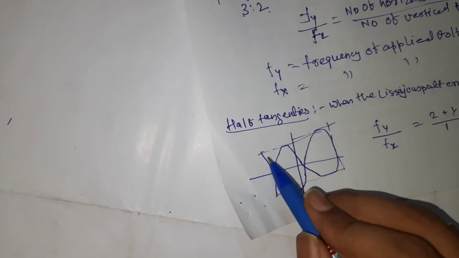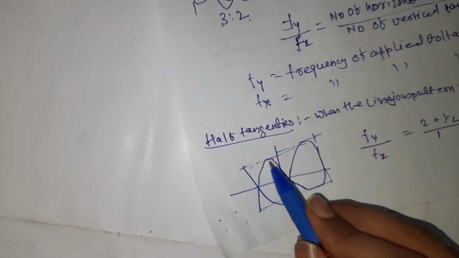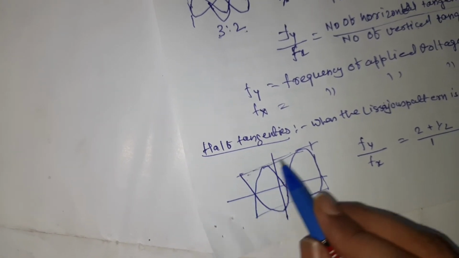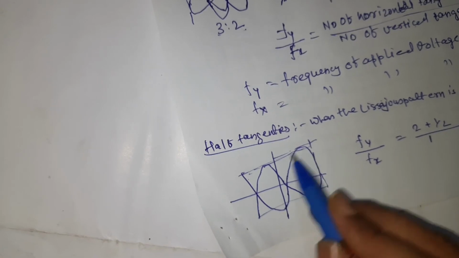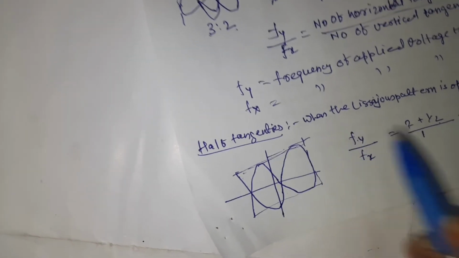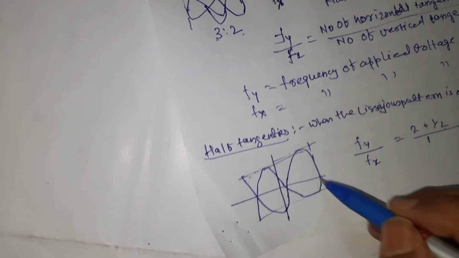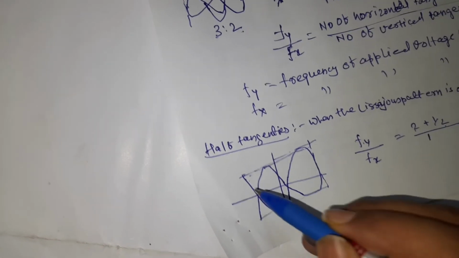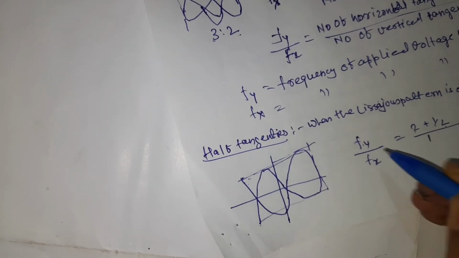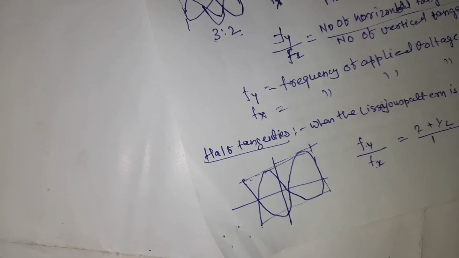That means when the Lissajous pattern is open. In this case the horizontal line touches 1, 2 and a half, so 2 plus 1 by 2, and the vertical line touches half plus half, that means 1. So fy by fx is equal to 5 by 2.